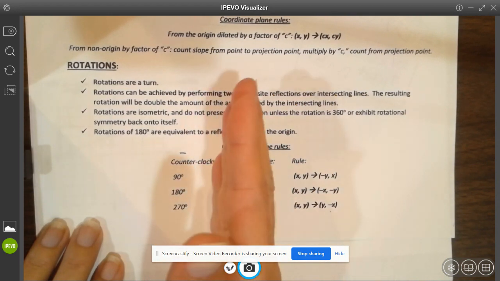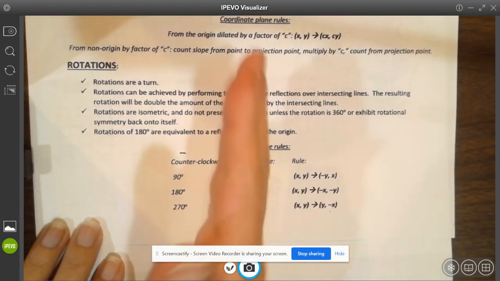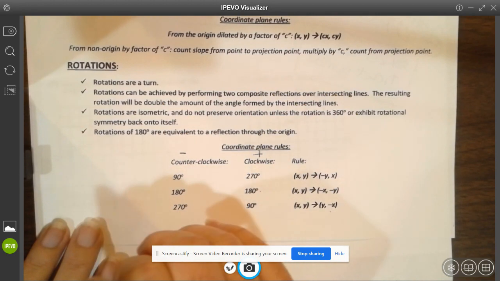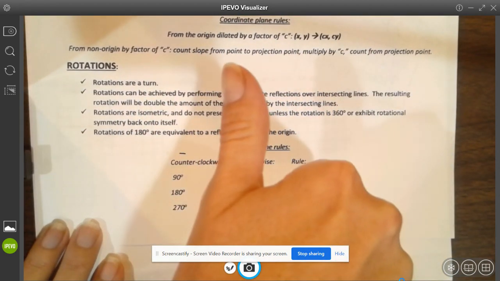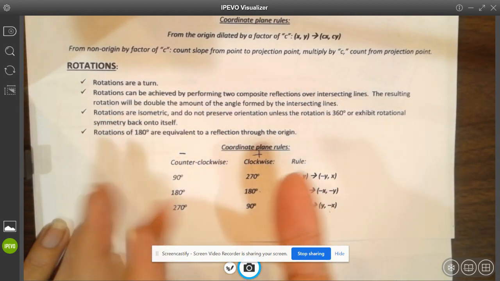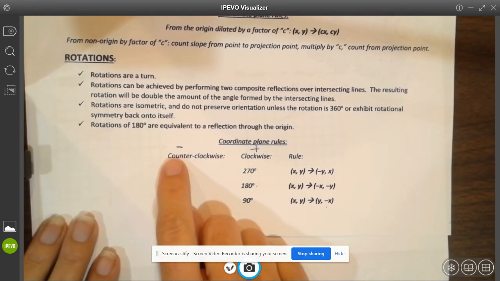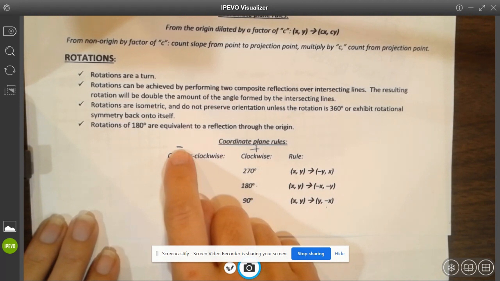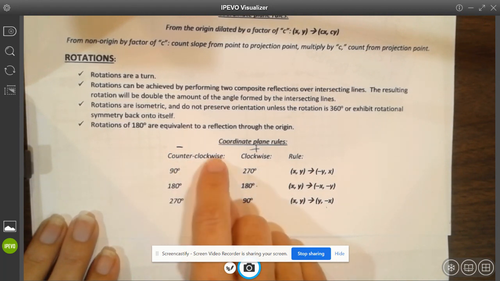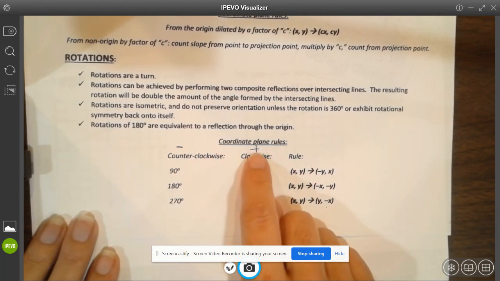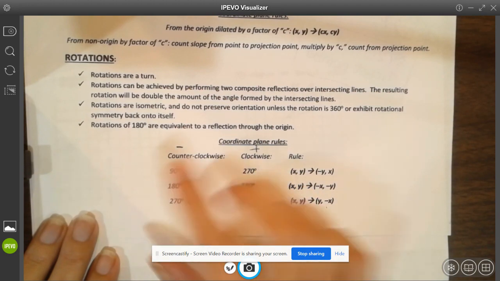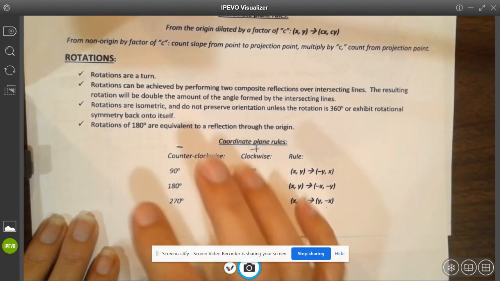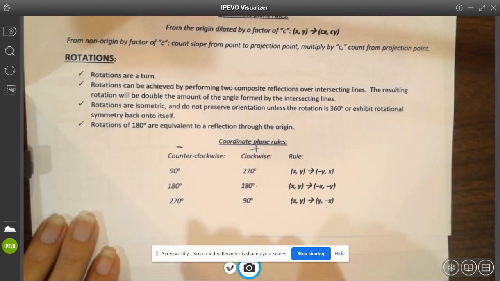Counterclockwise, remember, is going the other way of the clock, so to the left. Clockwise, it's going to go to the right, so it's rotating to the right. Counterclockwise is to the left. So for counterclockwise, we usually use either a negative or we say counterclockwise. Clockwise, we don't use a positive sign. We just use either clockwise or just a regular 90, or 90 clockwise, or 90 rotation, something like that.